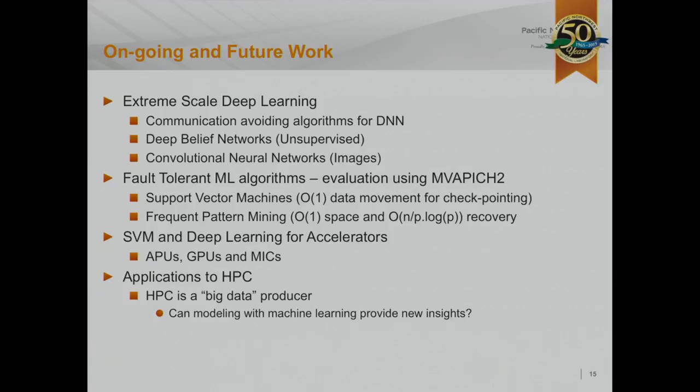What's the last question? Because we are actually a performance modeling group in many ways. We have mostly done performance modeling using analytical sort of modeling. We are interested in this overarching question: can modeling and machine learning provide new insights? And why should we do modeling and machine learning?